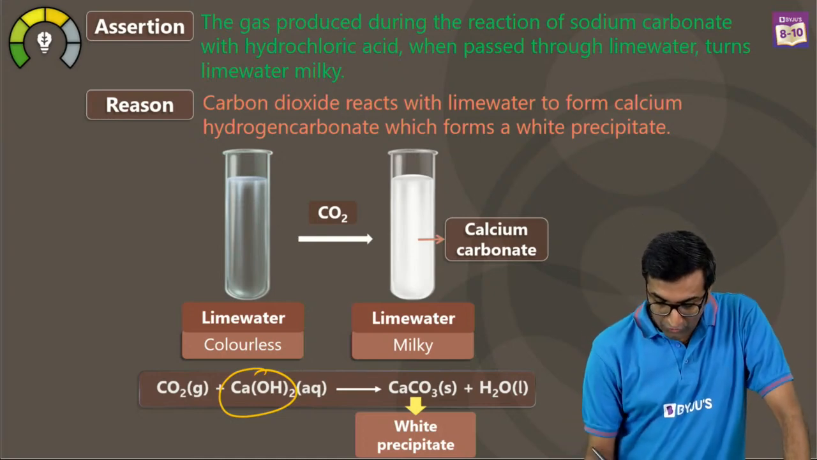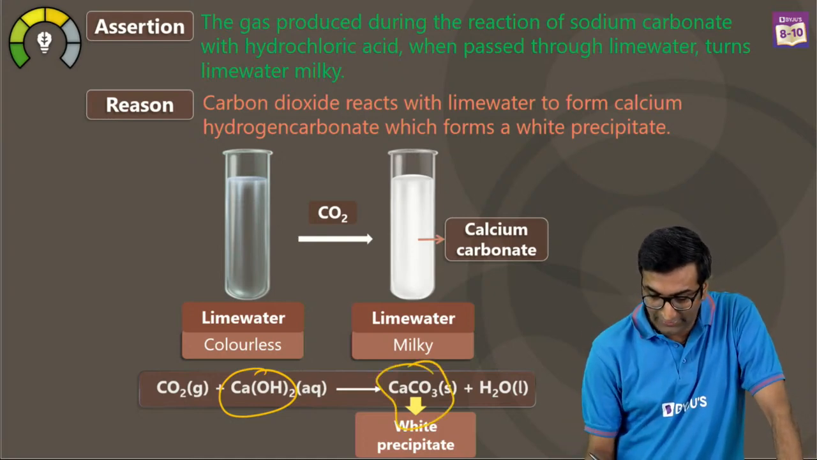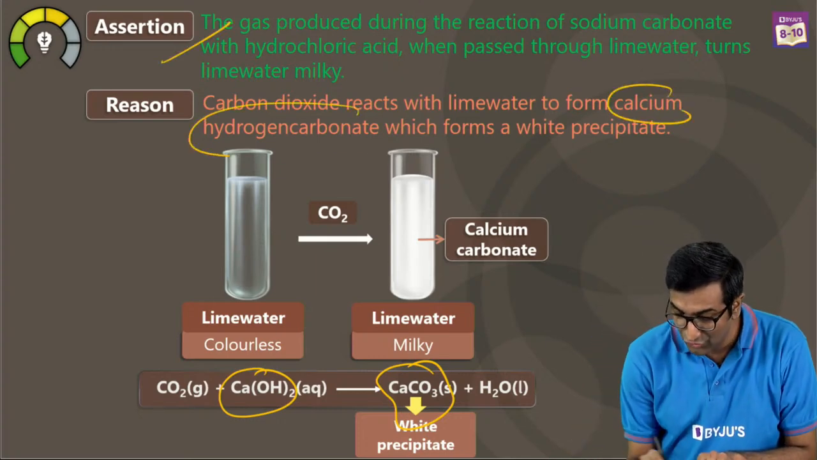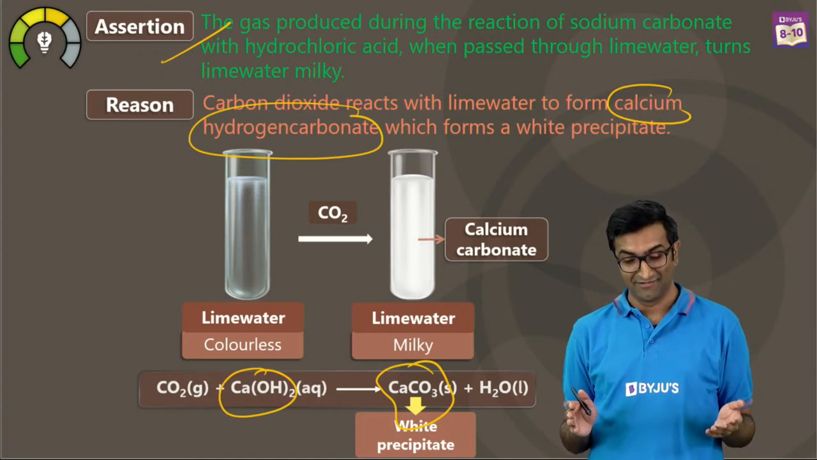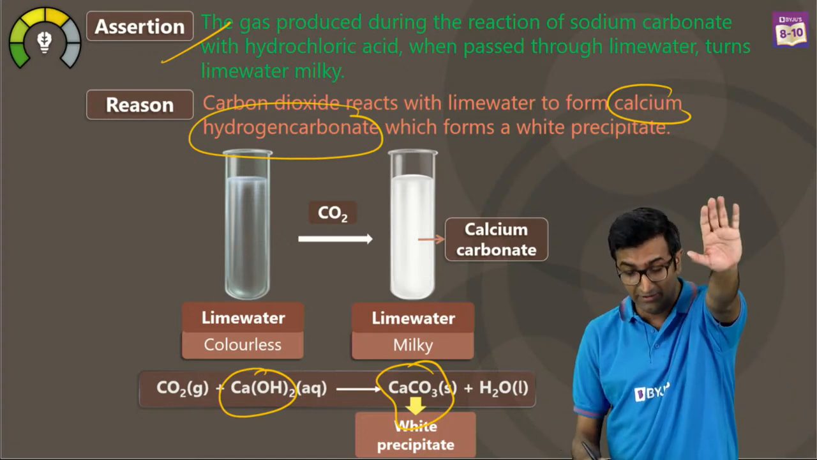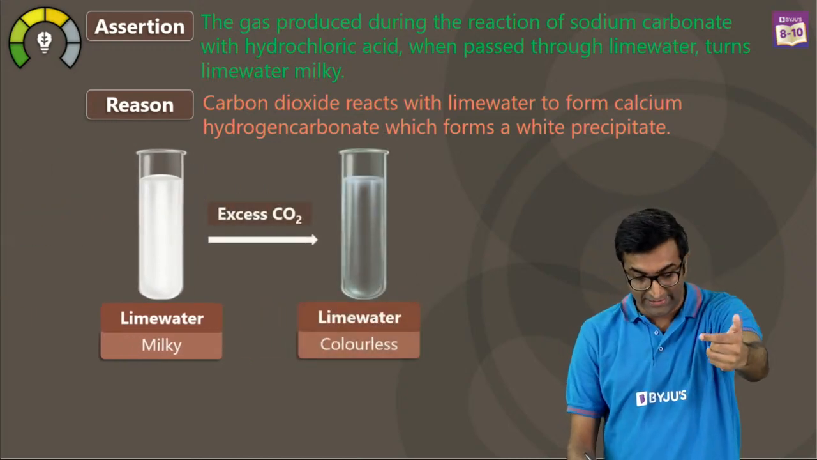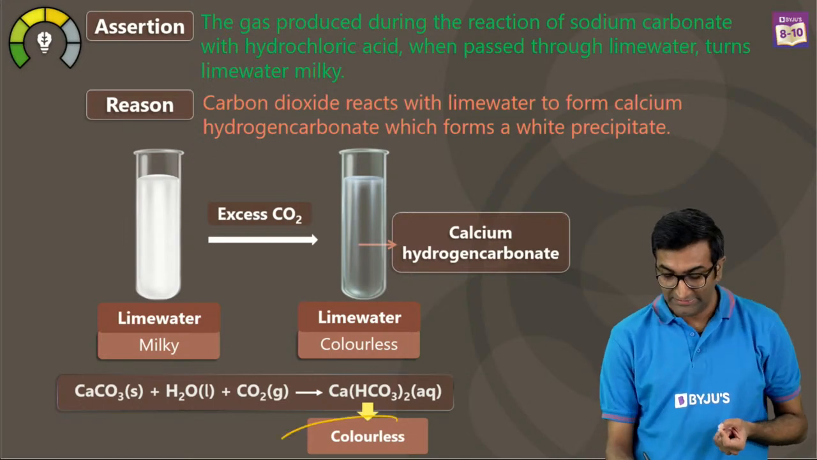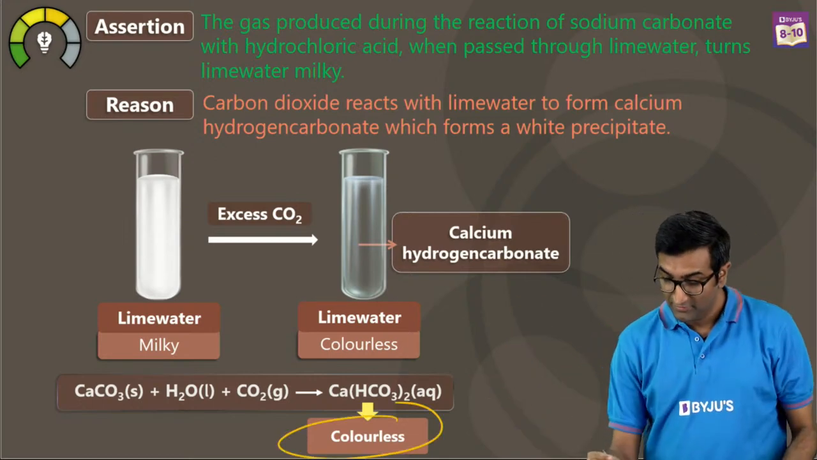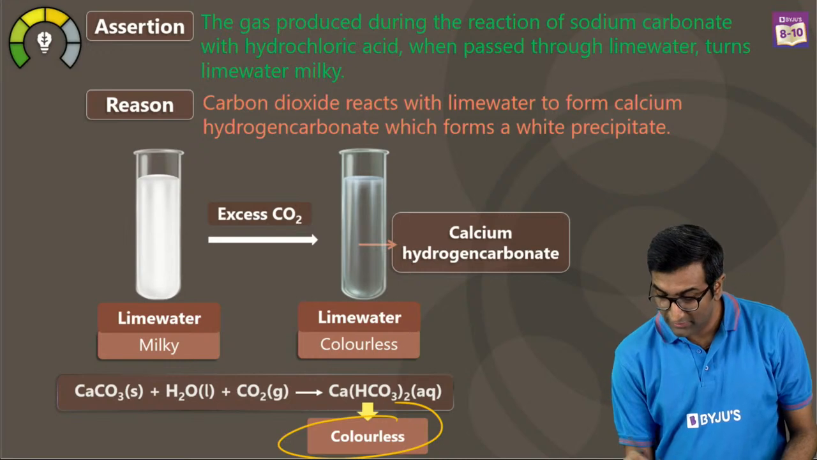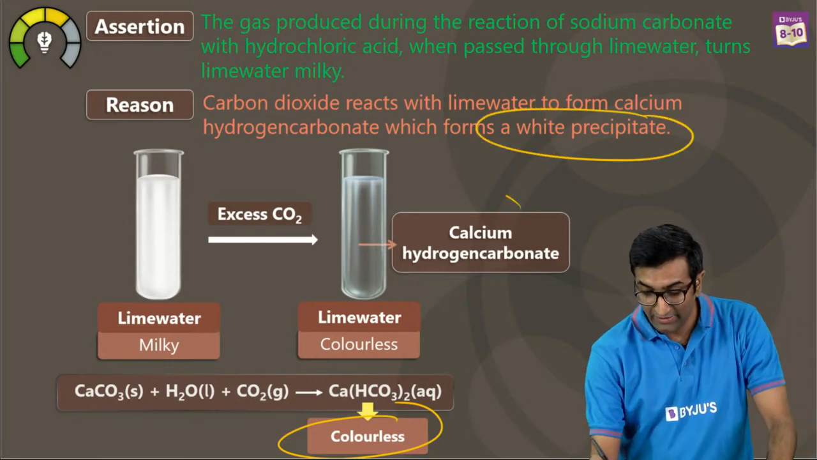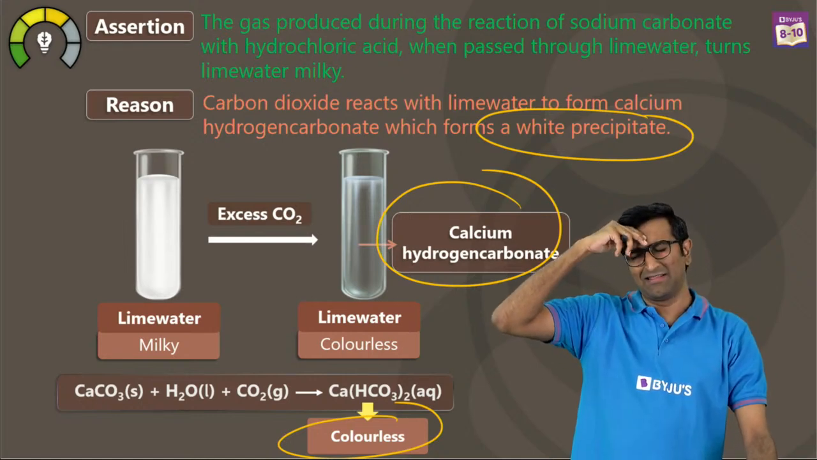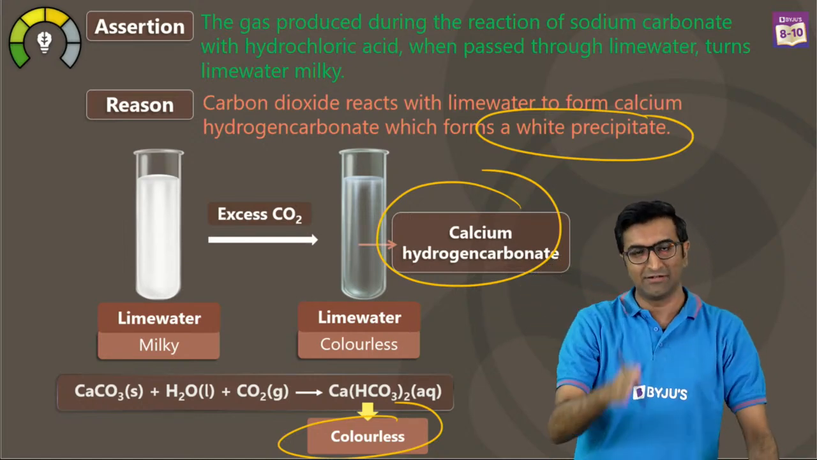Okay, cool. So, this gives you a white precipitate, which is CaCO3. That's what our session is saying. But the reason says calcium hydrogen carbonate. Be careful here. Obviously, it's not calcium hydrogen carbonate. But the trick here is that if I keep adding more and more carbon dioxide, then I do get calcium hydrogen carbonate, which is Ca(HCO3)2. But look at the reasoning: carbon dioxide reacts with lime water to form calcium hydrogen carbonate, which is a white precipitate. Here, this is colorless. Okay, a bit of inorganic chemistry. I know people find it difficult, like, yaar, itna padhna, itna ratta marna, but it's not. Go through the reaction and life will be simple.